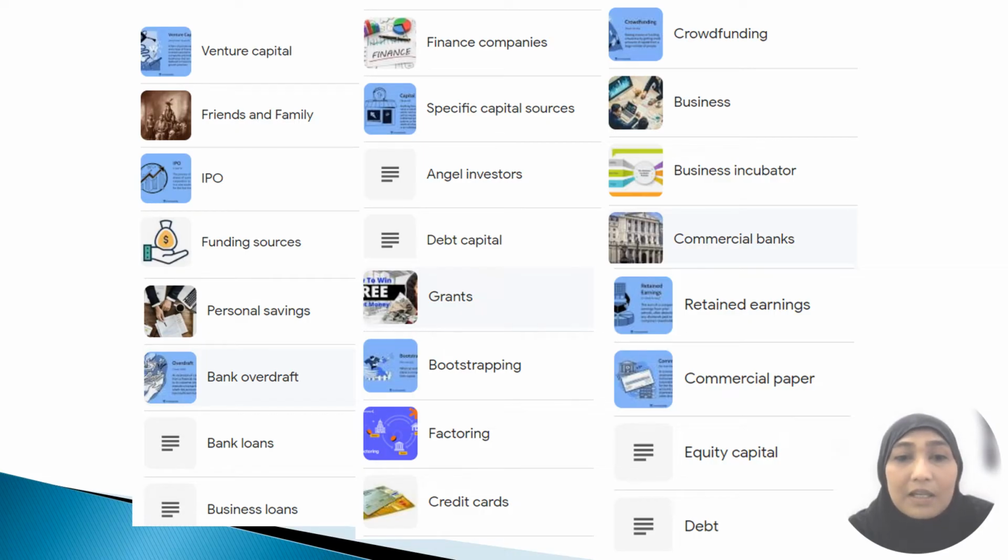What is factoring? Even though the percentage of businesses that use factoring is quite small, you still have to know what factoring means. Credit card, I believe most of you know about it. And we have crowdfunding, which I mentioned just now. And then we have this business incubator. What is this? Okay, the commercial bank. I believe most of you know about it.